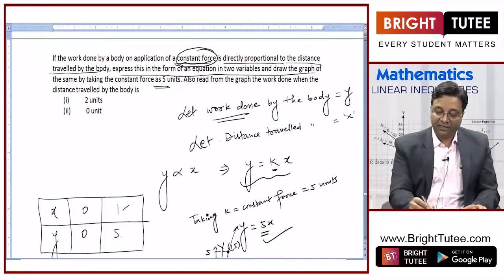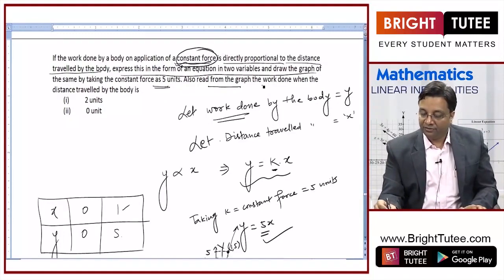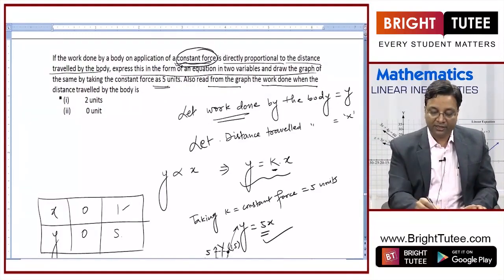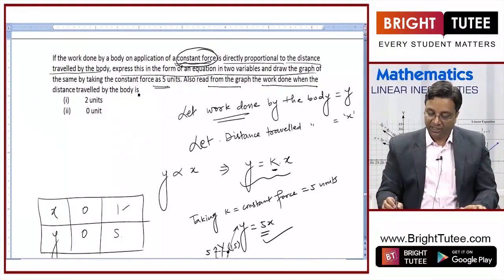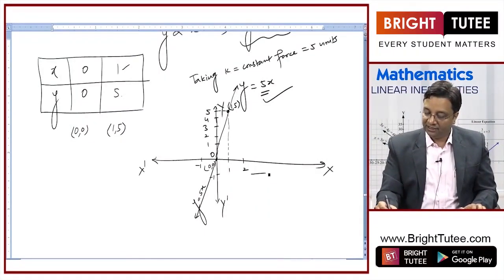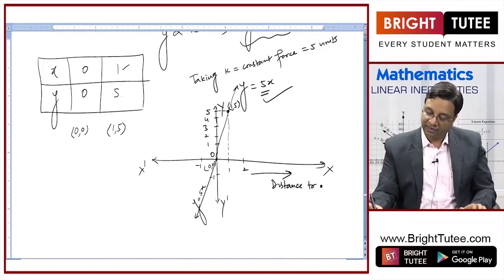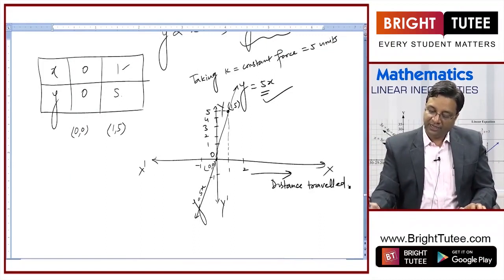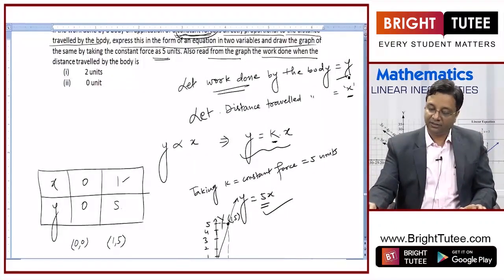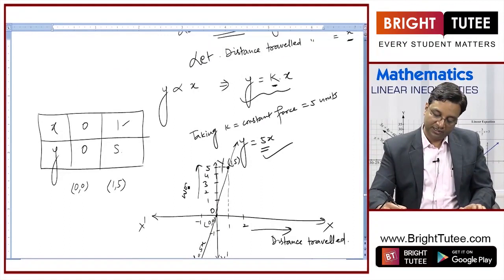Now the second part, I need to see, also read the graph work done when the distance travelled by the body is. So what is distance travelled? I have taken it as x, so that means the distance travelled is taken on this axis. And what is y? Y is work done, so I have taken work done on this axis.